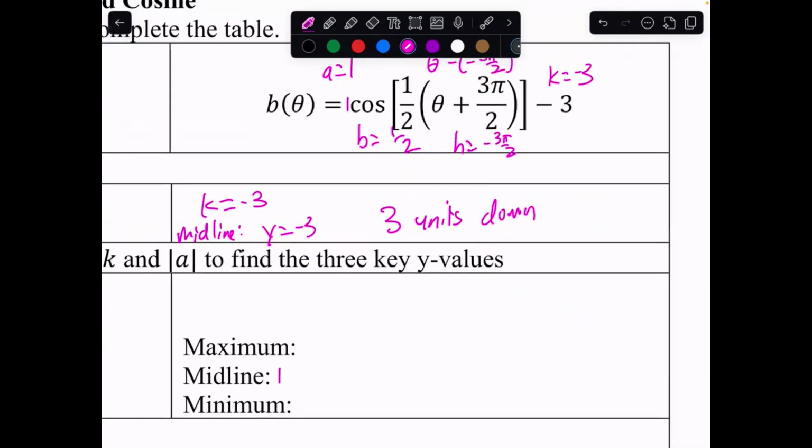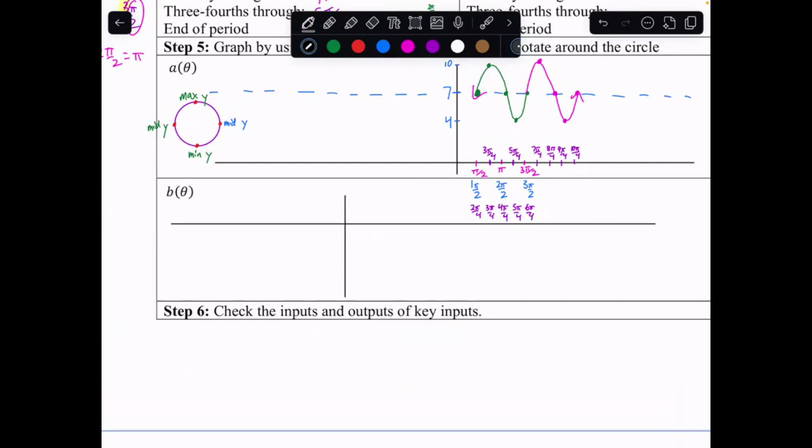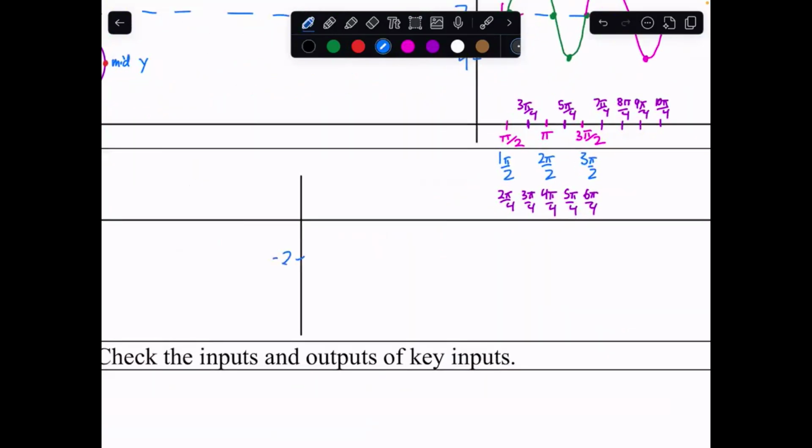Okay, the three key y values: midline is K, maximum is K plus the absolute value of A, which is invisible 1. Minimum, from -3, you can go 1 unit downward to go as low as -4. All right, so the three key y values are -4, -3, and -2. And I'll go and draw the dashed midline as well.